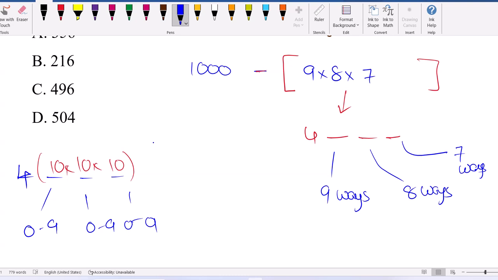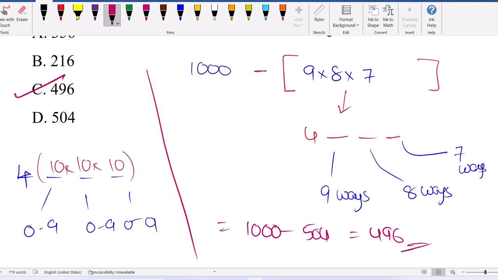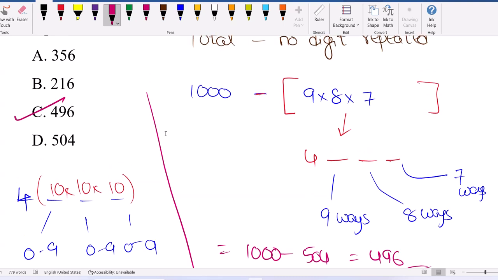See, all are related to the question. Answer is 1000 minus 504, which is 496. Options are pretty much related. See, some people will do it without repetition. They got 504. They'll directly go with option D.